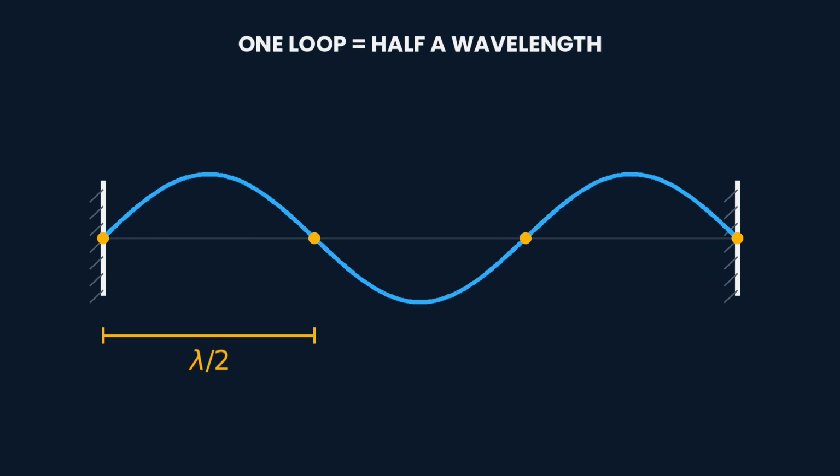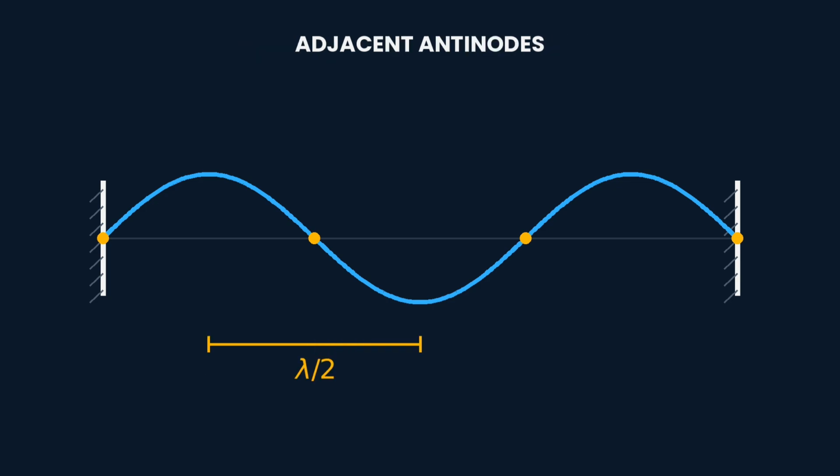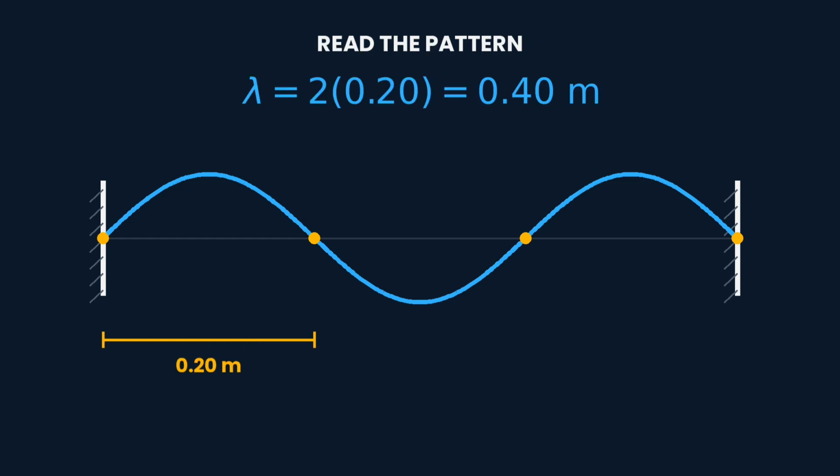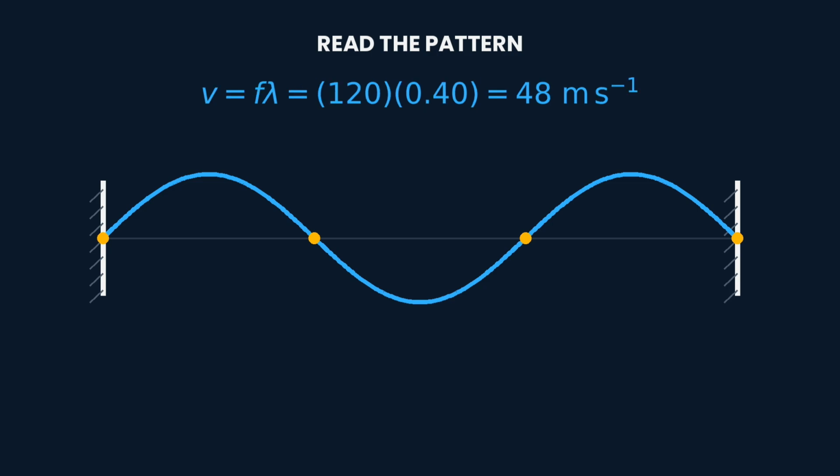One loop is half a wavelength, not one complete wavelength. Adjacent nodes are λ/2 apart. Adjacent antinodes are also λ/2 apart, and a node to the nearest antinode is λ/4. Here, adjacent nodes are 0.20 meters apart, so the wavelength of the travelling wave is twice that distance: 0.40 meters. The string is driven at 120 Hz, so v = fλ gives 48 meters per second.